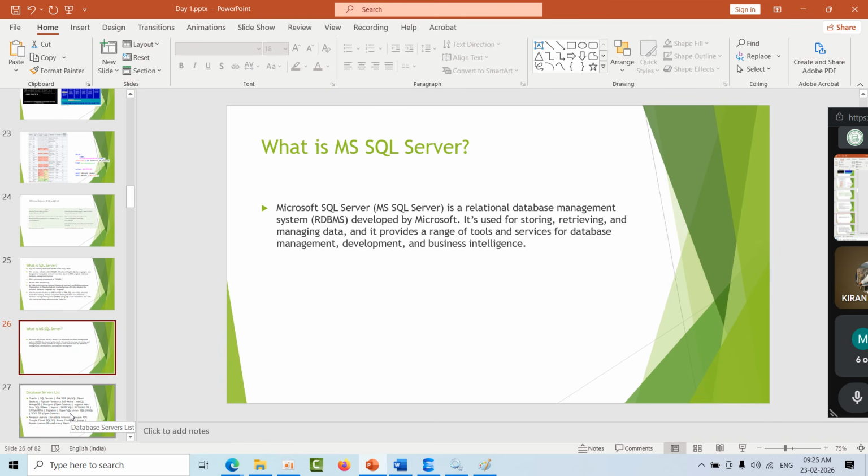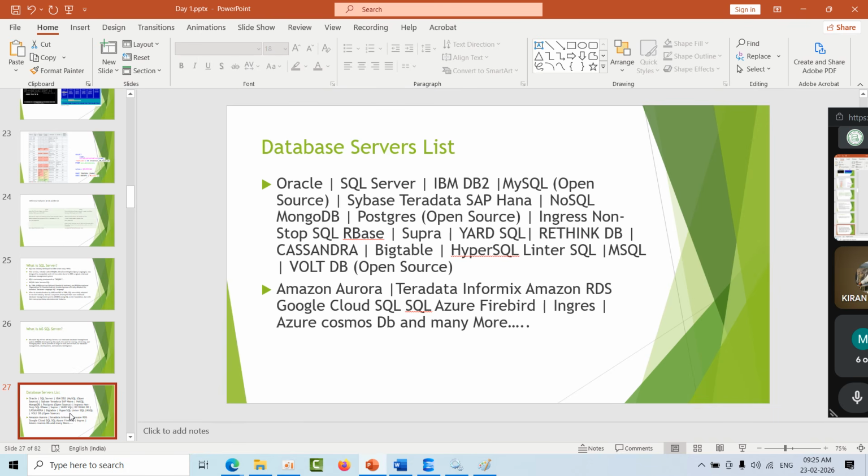Now, is it the only software that we have in the market? No, sir. There are many database software: Oracle, SQL Server, IBM DB2, MySQL, NoSQL, Amazon Aurora, cloud databases. There are like 35 plus database servers. Then why are we learning Microsoft SQL Server only? Because of its huge customer base, more support is required. So that's the reason it is market number one.